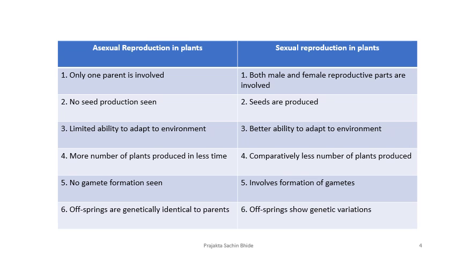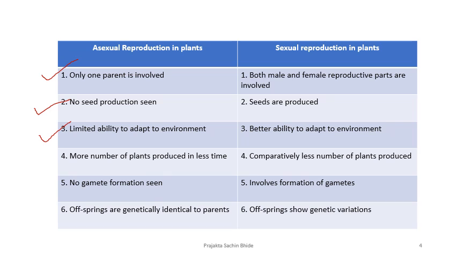Before we start identifying the various methods in which reproduction in plants occurs, let us first differentiate between asexual and sexual reproduction. Look at the first point. In asexual reproduction, only one parent is involved, whereas in sexual reproduction, both male and female reproductive parts are involved. In asexual reproduction, there is no seed generation; seeds are not produced. Whereas sexual reproduction yields seeds. That is why we consider seed a reproductive part of a plant.